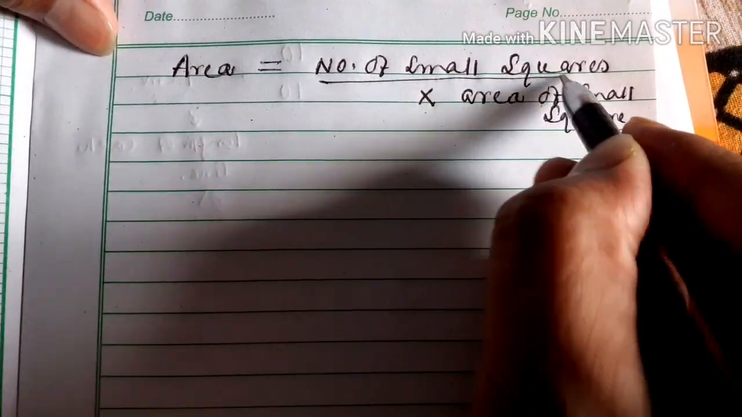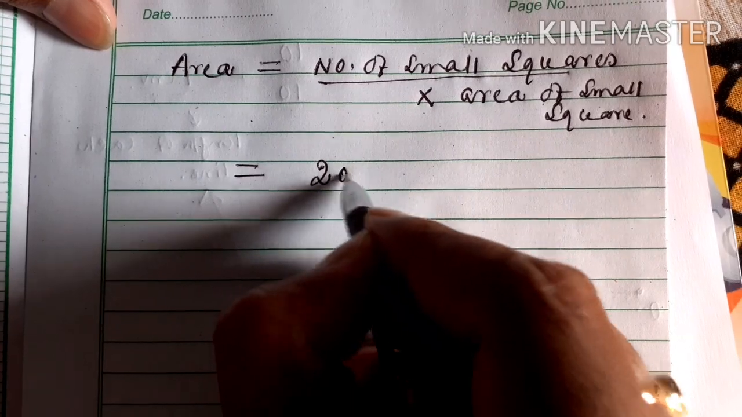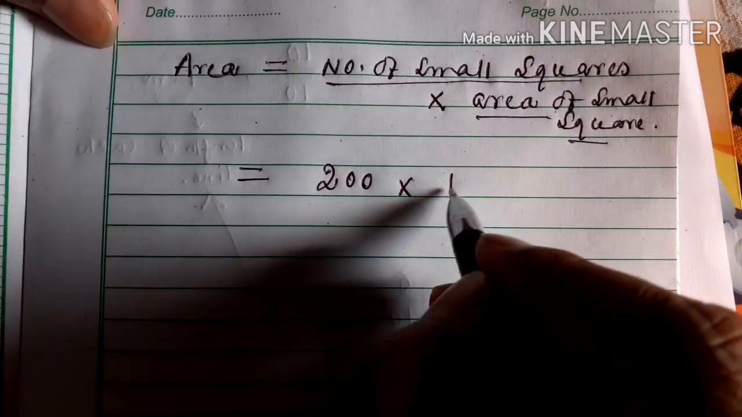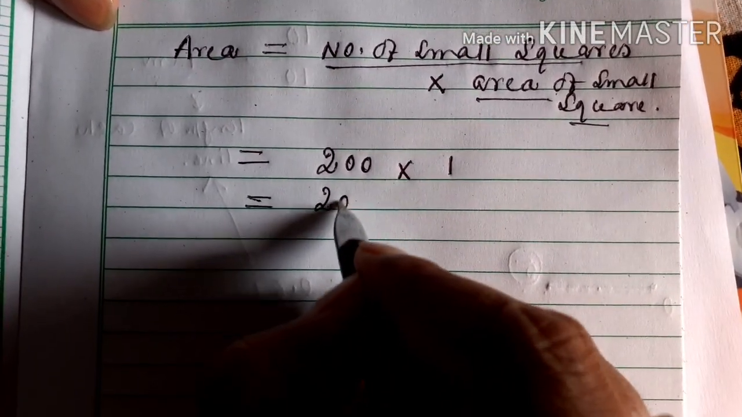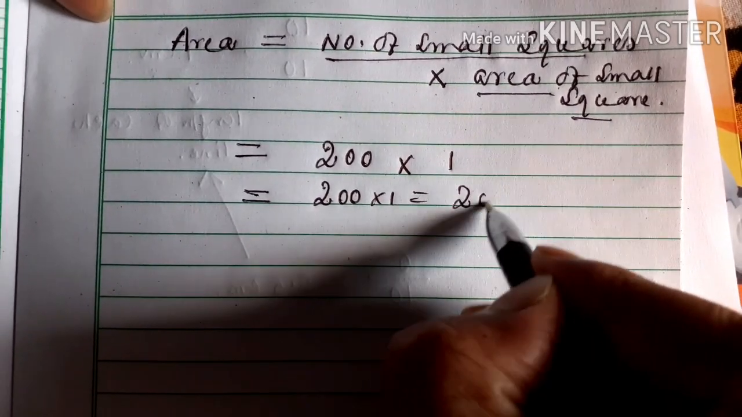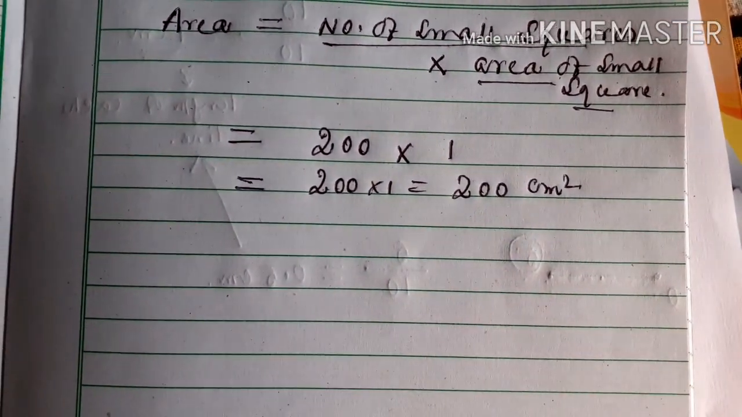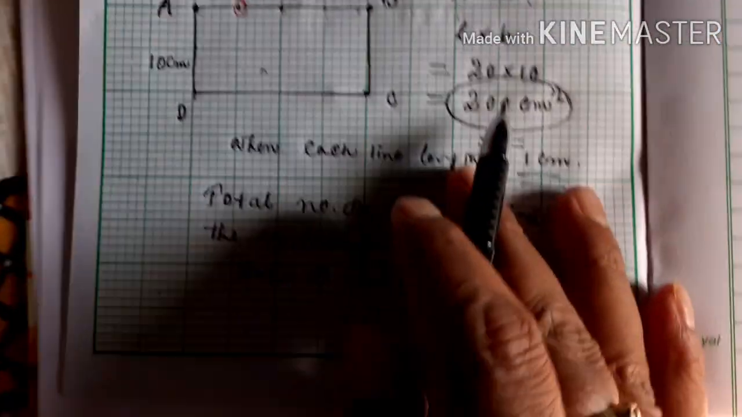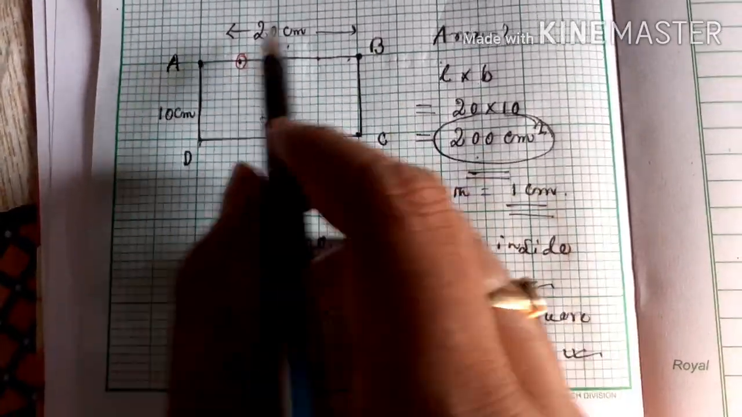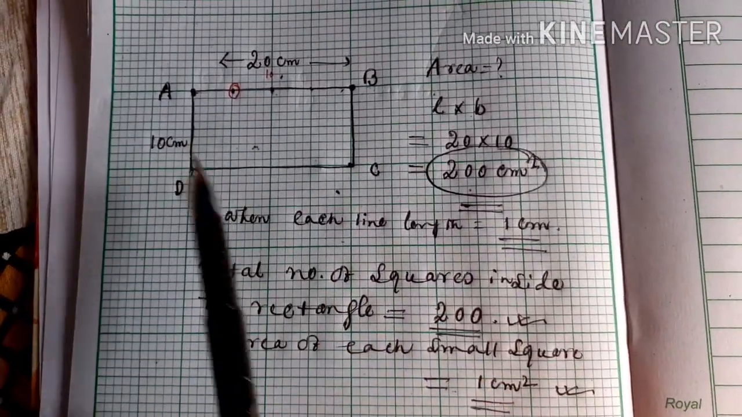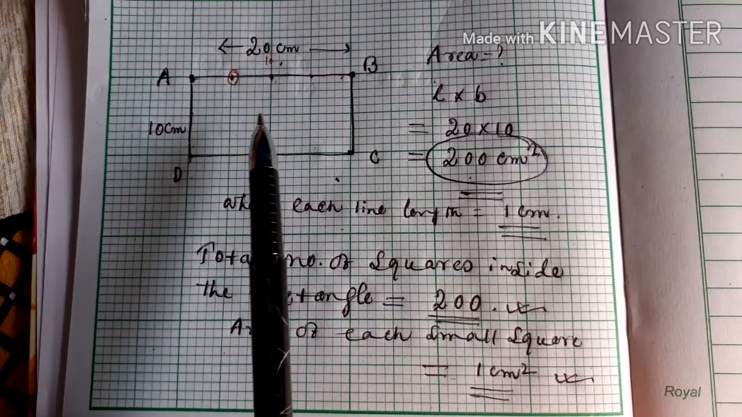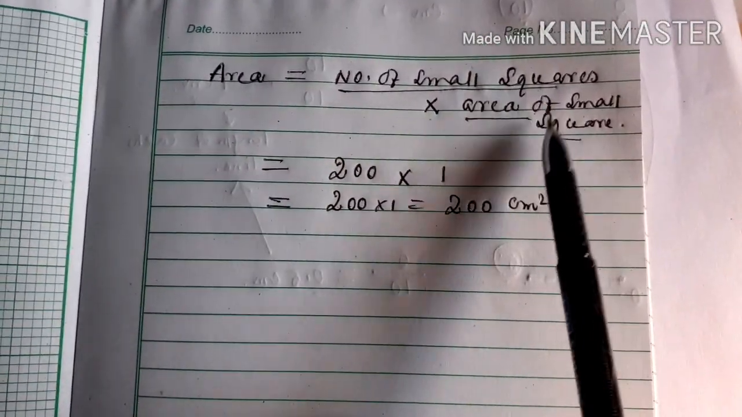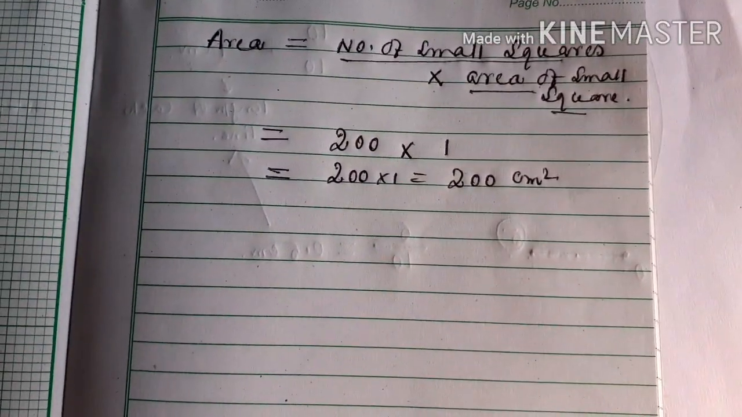So the number of small squares will be how much? That is 200. Area of each and every small square is equal to how much? That is 1. So definitely that will be 200 into 1, that means 200 centimeter square, because you have chosen the units in centimeter. So this is the process. The first process is the simple way, by calculating length and breadth, and the second one is by counting the number of squares present inside, and calculating the area of each and every small square. Then if you multiply these two things, you will get the same thing back. Okay, so this is the process.